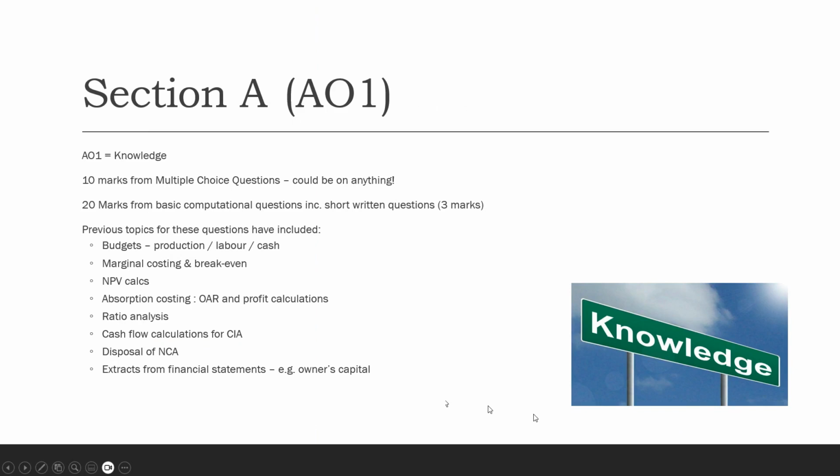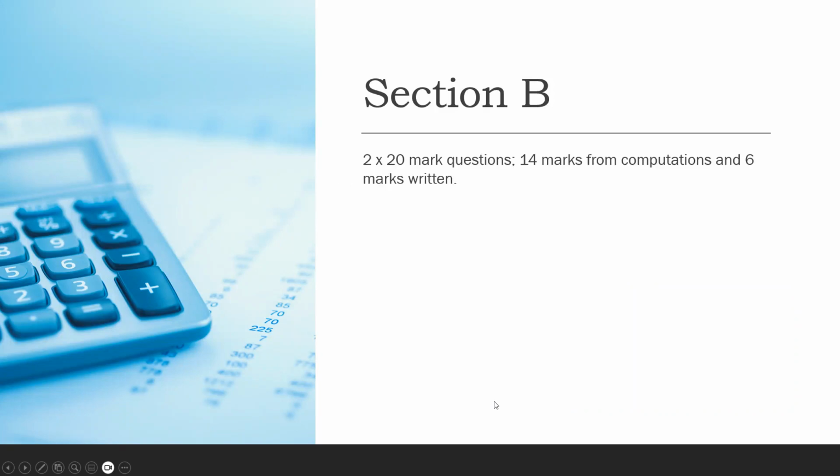But yeah, section A, fairly straightforward. As I said, those are the things that have come up in the past. No guarantee as to what might come up this year. We have no idea. Section B, we get the longer questions. So 2 20-mark questions, and these are generally split into 14 marks from computations, calculations, and 6 marks written. So often the 6 marker is linked to the 14 marker. So don't forget to go back and look at the figures you've calculated, and you can quote those often to get the extra marks.